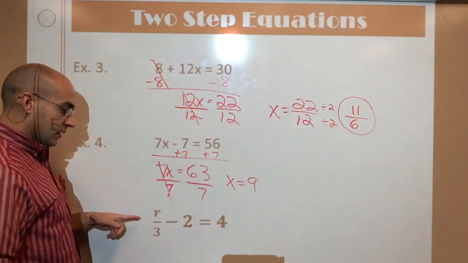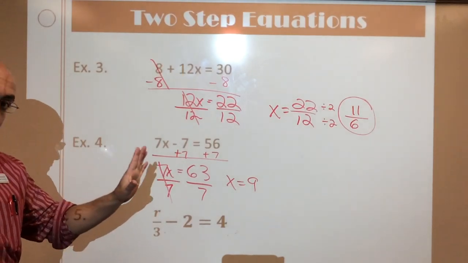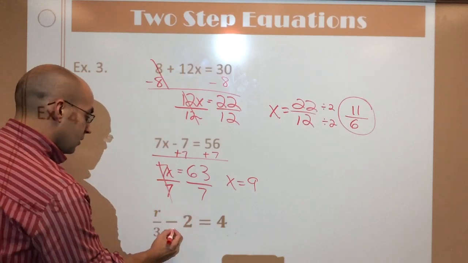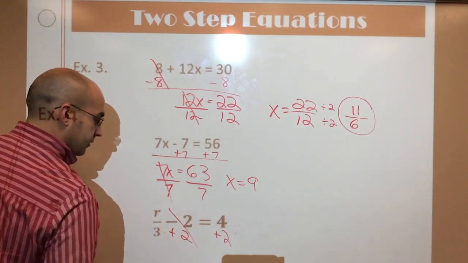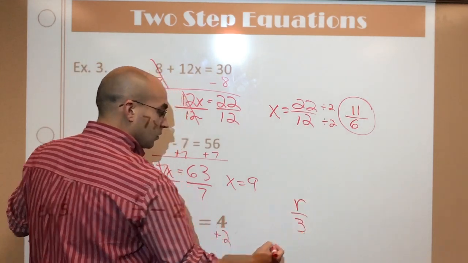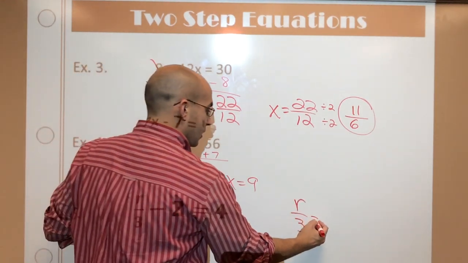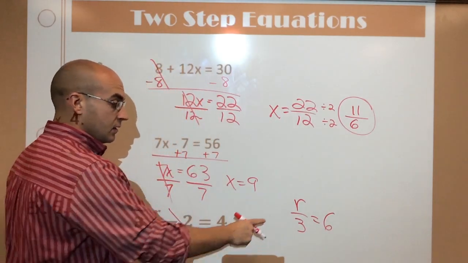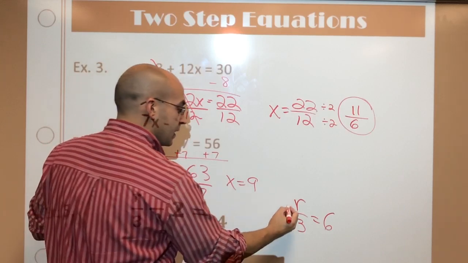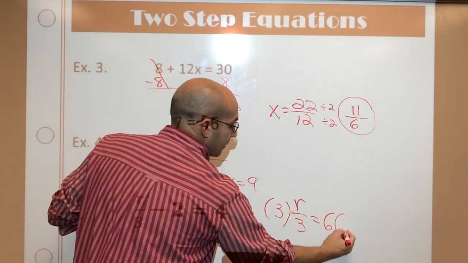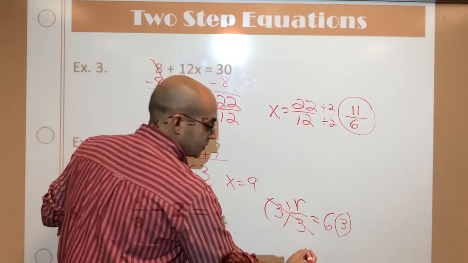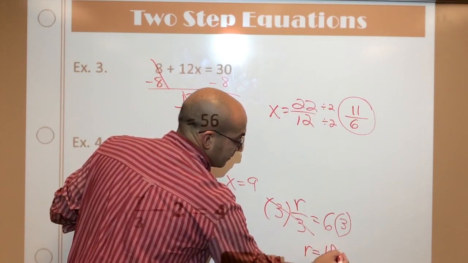Cool. Last one here. I know this kind of freaks people out. It's okay. We've been doing this. This is our 5th example now. I'm adding 2 to both sides first. Gone. So r over 3, or r divided by 3, is going to equal 6, right? Now this is r divided by something, and that's 3. I have to multiply by 3 because that's the opposite. Remember how we did this with the parentheses? Multiply by 3 on both sides? That cancels everything over here. Now I'm left with r equals 6 times 3, which is going to give me 18.